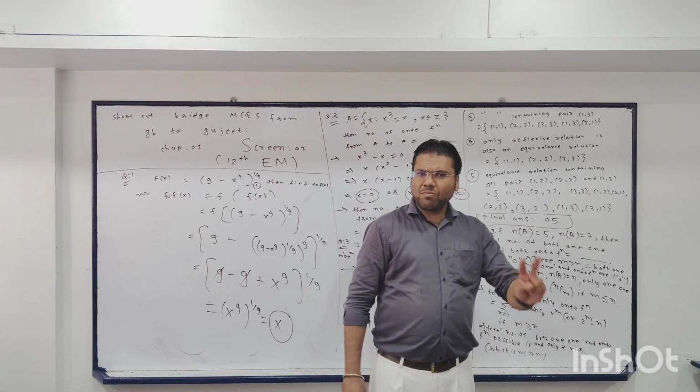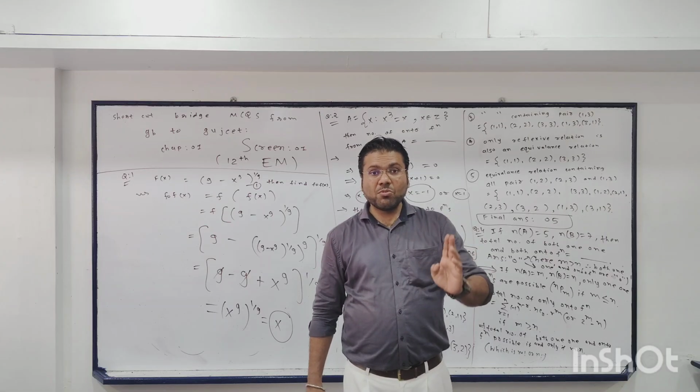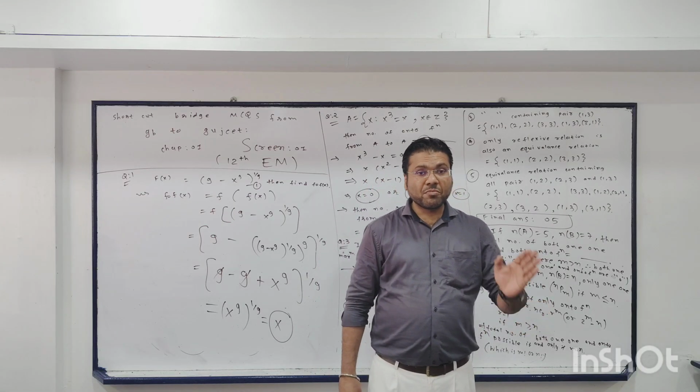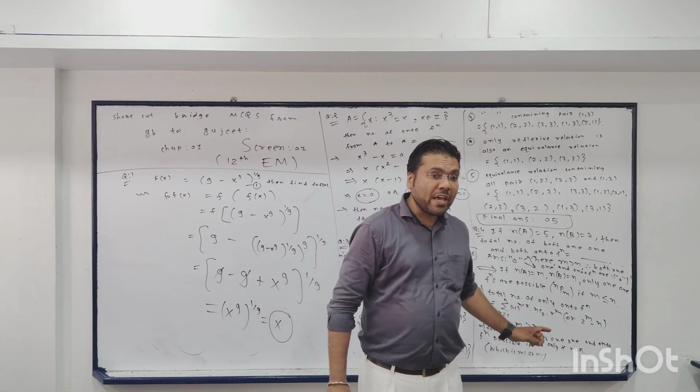Now, the total number of functions that are both one-one and onto is possible only when, friends, m equal to n.